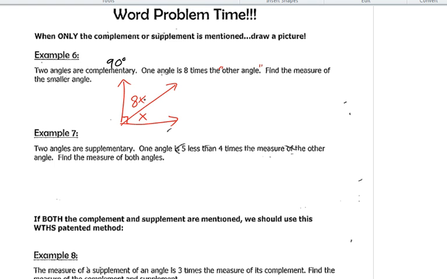Okay. So what that's going to tell us is 8x plus x equals 90. So 9x, there's where our 9 came from, equals 90. Divide both sides by 9, x equals 10 degrees. Again, x is 10. Is that the answer, though, to the question? Find the measure of the smaller angle. Okay, in this case, x is 10. The smaller angle is just the x. So it is 10 degrees.